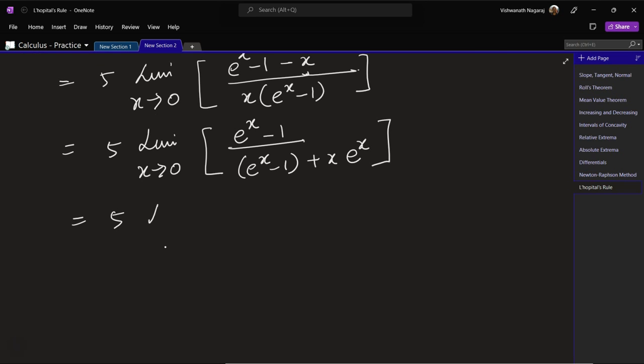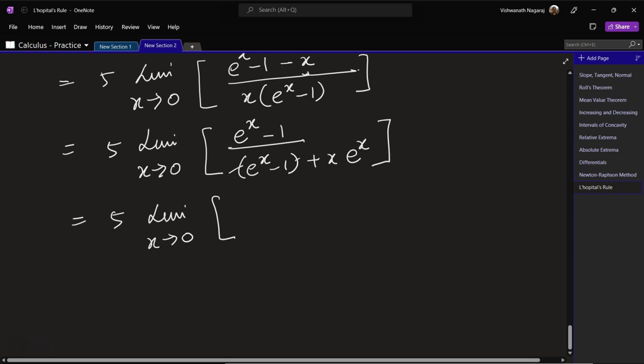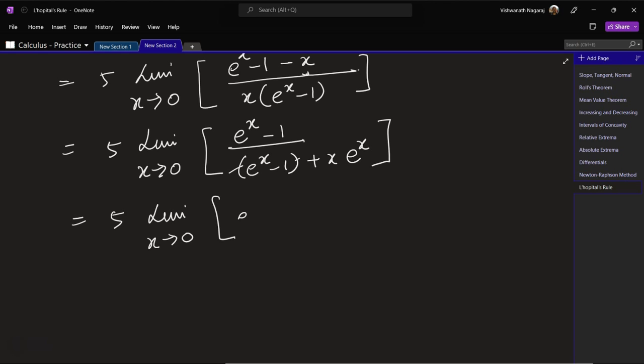Limit as x approaches 0 of, what do we do now? We ignore this bracket, right? Then what happens? E to the power of x is common. So let's take it out. What do we get? We get e to the power of x times (1 plus x minus 1), and in the numerator, I missed it, e to the power of x minus 1. Okay.